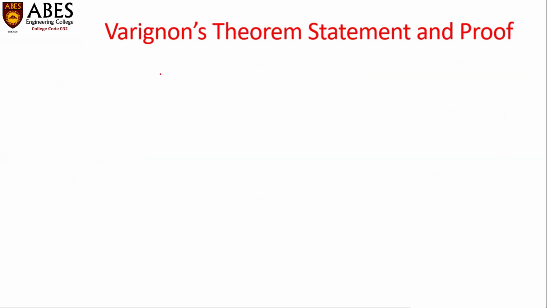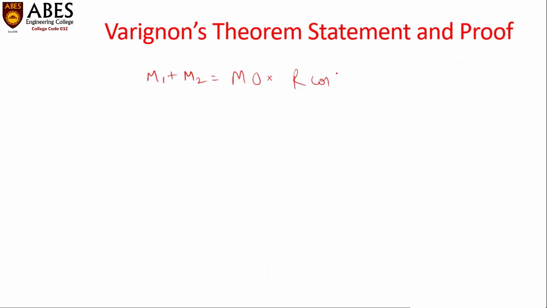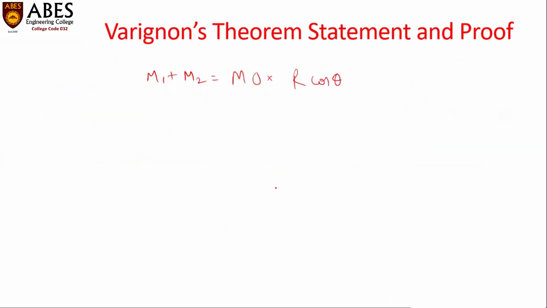So I can write M1 plus M2 is equal to MO multiplied by, this bracket can be replaced with R cos theta. Now, look at this. MO into R cos theta. What is this? This is basically equal to MR. So I can write like this: M1 plus M2 is equal to M.